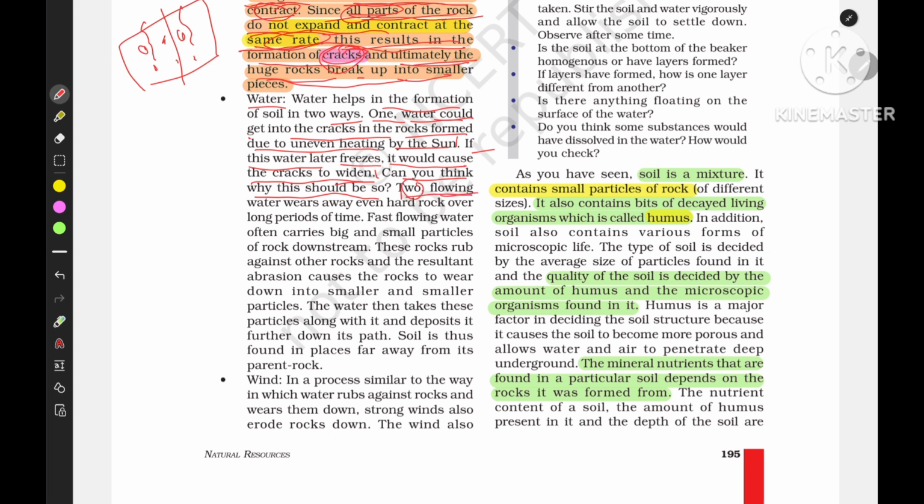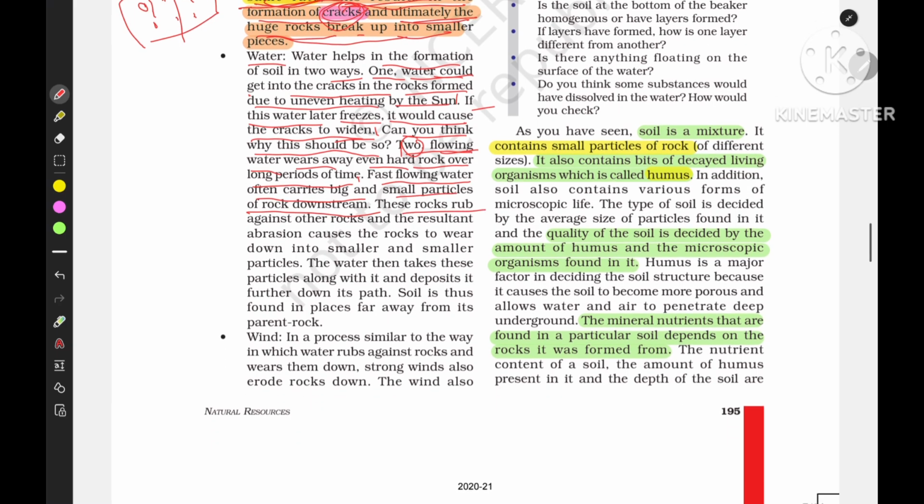The second thing is flowing water wears away even hard rocks over a long period of time. Flowing water often carries big and small rocks downstream. These rocks rub against each other, and the abrasion causes the rock to wear down into smaller and smaller particles. So in two ways the water is helping the rocks to become soil.